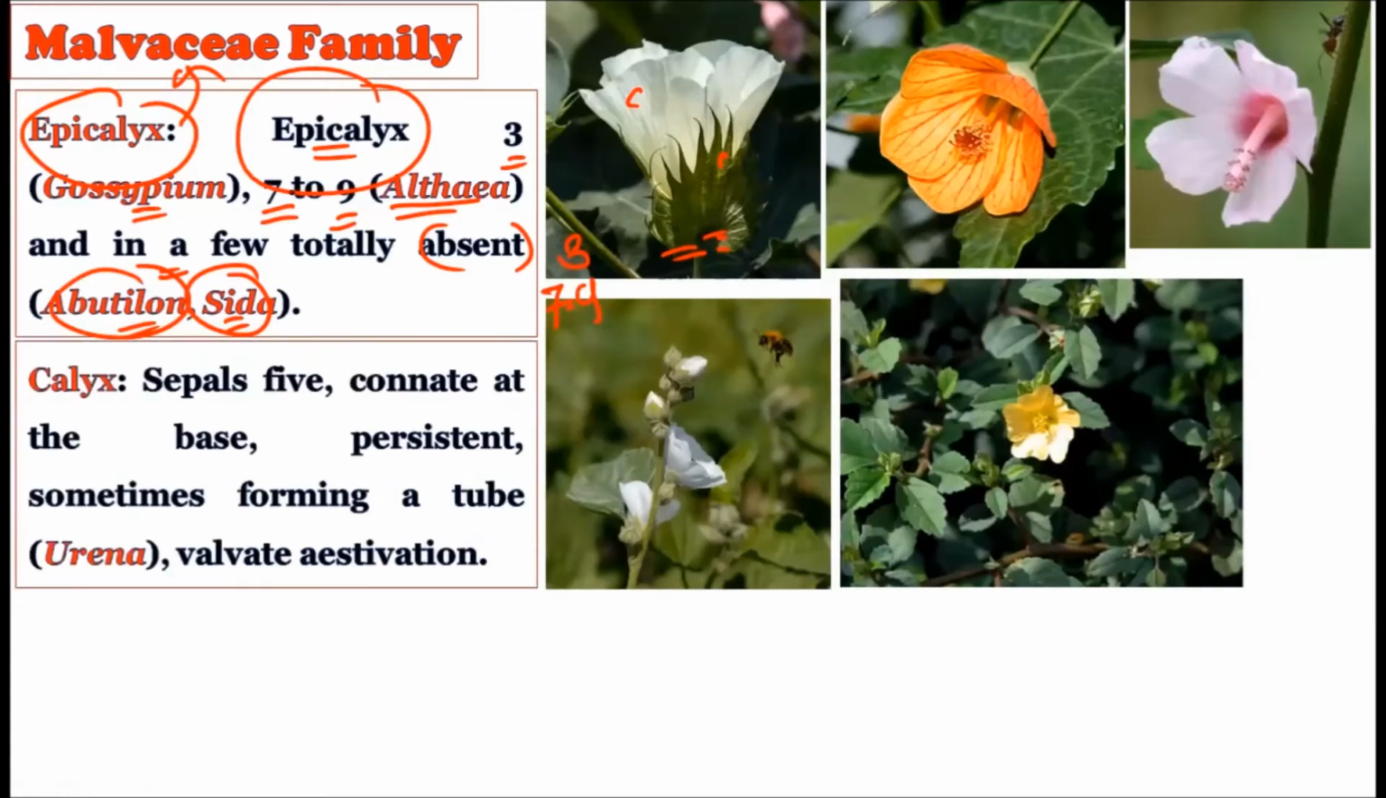Now see the calyx, how the calyx is. The number of sepals is 5, and it is connate at the base. This literally means they are fused at the base, but they are free at the apex. As you can observe here in this Gossypium plant, the calyx is fused at the base, but at the apex it remains free from one another. And it is persistent in nature.